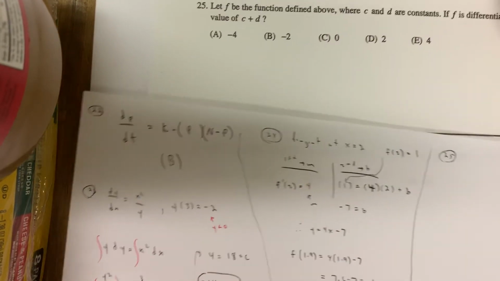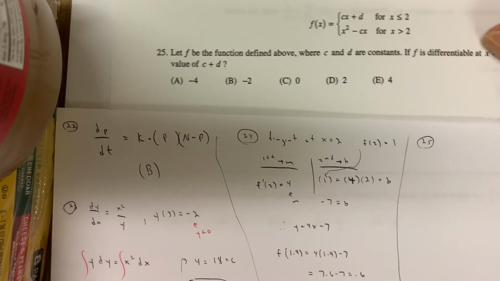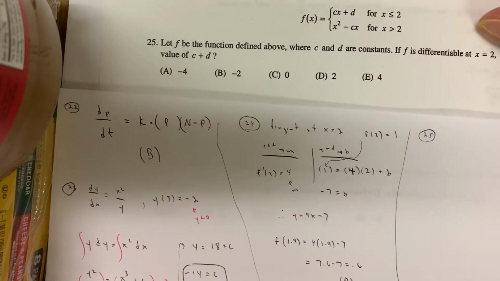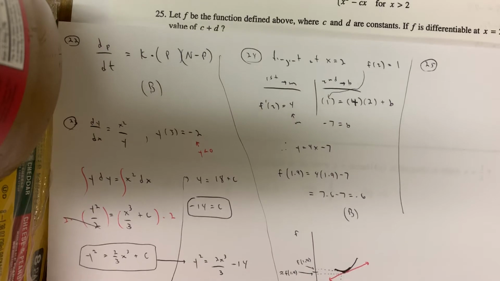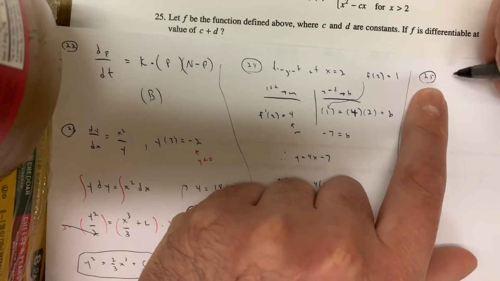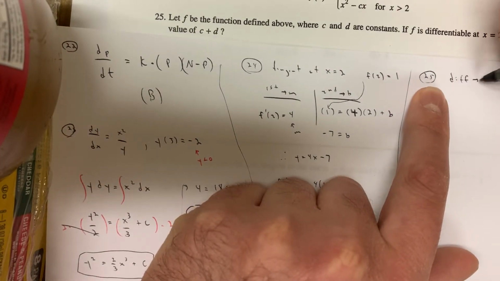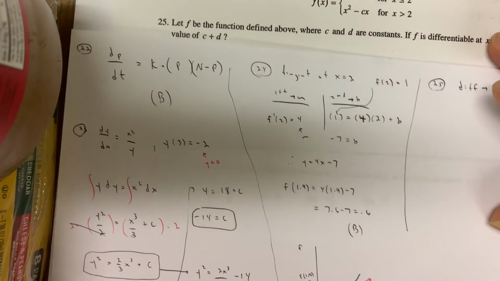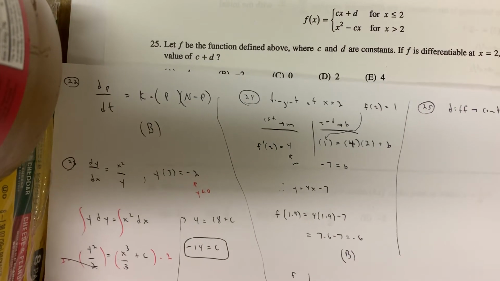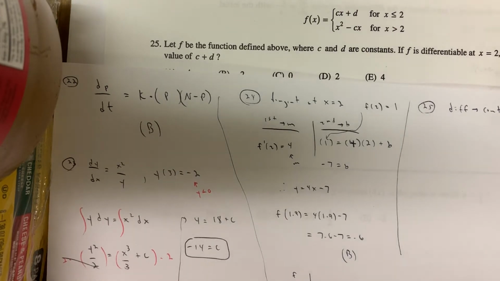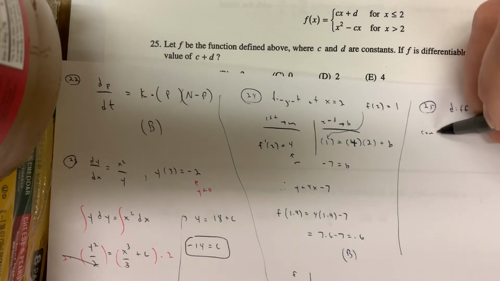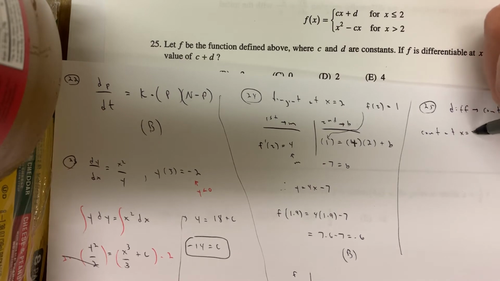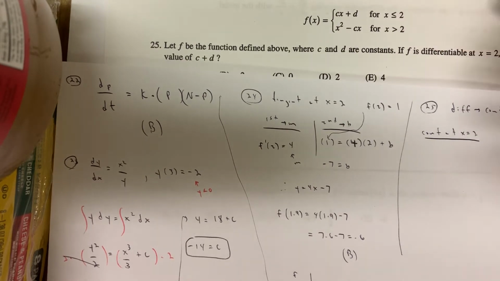Let f be this function defined above. c and d are constants. They tell you f is differentiable at x equals 2, which is luscious, right? Because if it's differentiable, that also means it's continuous. And you want to know what the value of c plus d is equal to. Well, if the function is continuous, the limit exists. So since the function is continuous, we'll focus on x equals 2, because that's the trouble spot right here.